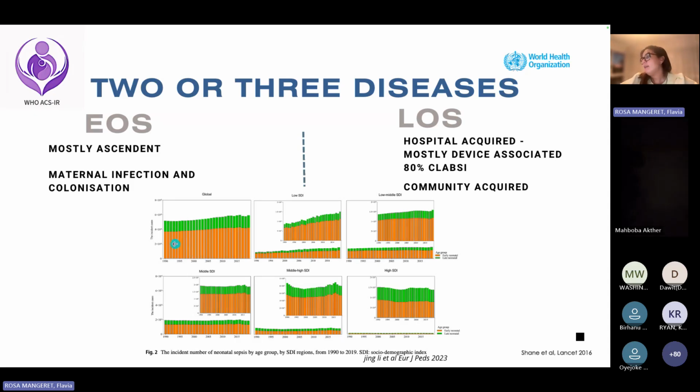And when we see the incidence of early onset sepsis through the years, starting in 1900 up to about 2019, we see that it's been basically stable. We have much more early onset sepsis diagnosed. The incidence is much higher than the late onset sepsis in the world. And when you take low income countries, we see that this trend is still there, much more early onset sepsis, but a trend that is still going up.